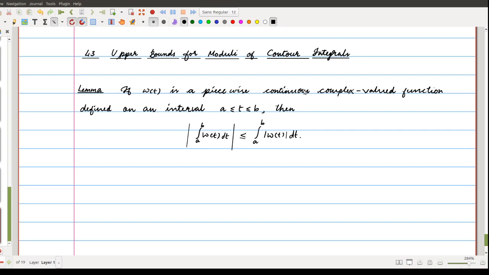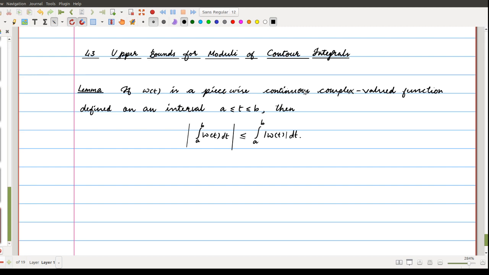In the last video, we learned how to evaluate the integral, especially contour integrals. Today, we start discussing section 43, upper bounds for moduli of contour integrals.